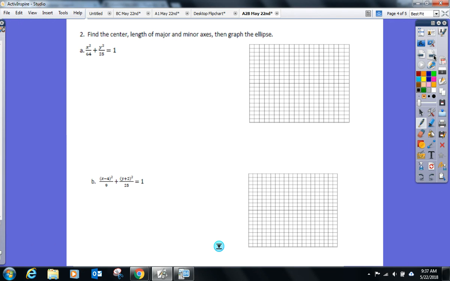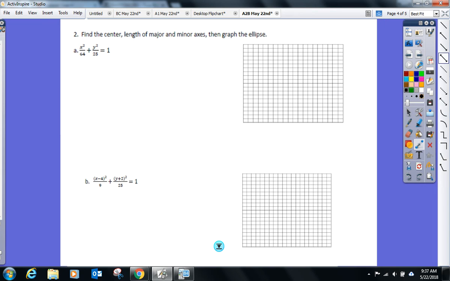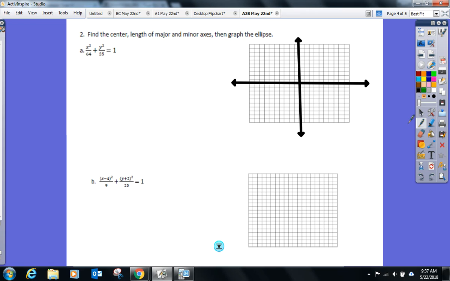All right, here we go. Now we're going to graph. So get your axes in right now, so we're not wasting time. Let's graph this sucker. Anybody, the center? You got x squared and you got y squared. Center? 0, 0.